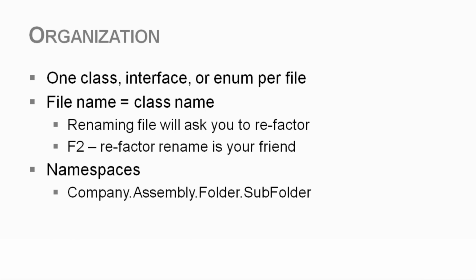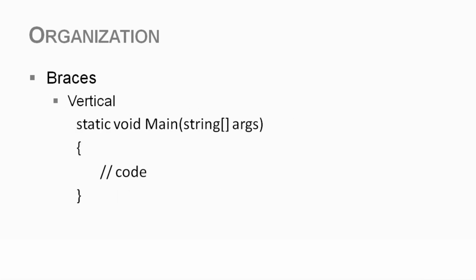For namespaces, the recommendation is for the namespace to follow the format Company.AssemblyName.Folder.Subfolder, if there are such. Again, this is one of those things that your team can agree on as to what their format wants to be. And this is another good controversial topic: how to work with curly braces.